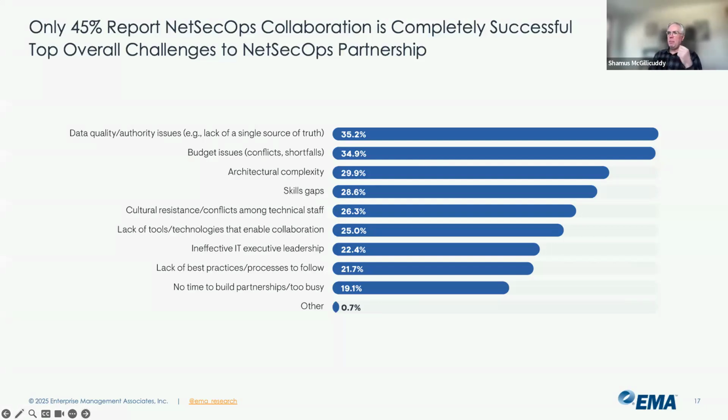Data quality and budget issues are the two big ones. Those are two things, incidentally, that showed up as potential benefits of a shared observability tool. There are cost optimization opportunities there, and also some improvement around data management. So just pointing that out. And then architectural complexity, skills gaps, cultural resistance, these people working together. These all make sense. You probably see some of these in your experience.